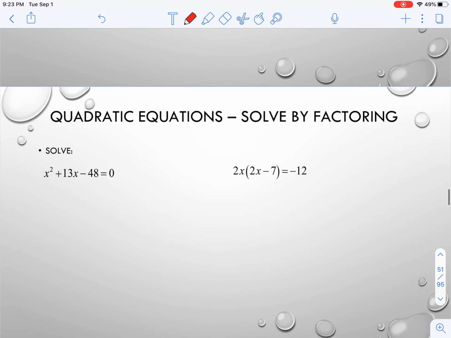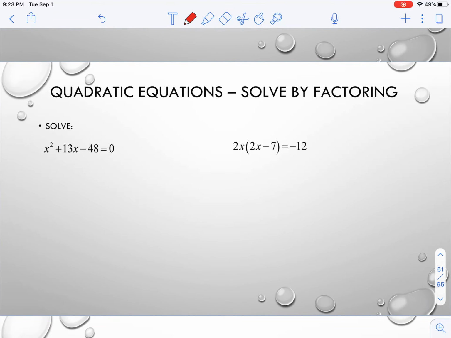So here I have two examples. The first one on the left is just straight up trinomial factoring. Here my a value in front of the x squared term is 1, so I'm going to go with the sum and product method. I need two numbers that multiply together to give me my constant term and sum to give me that middle term. So I need two numbers to multiply to negative 48 and add to positive 13. They are going to be positive 16 and negative 3. So we get x plus 16 times x minus 3, all equal to 0 as our factors.